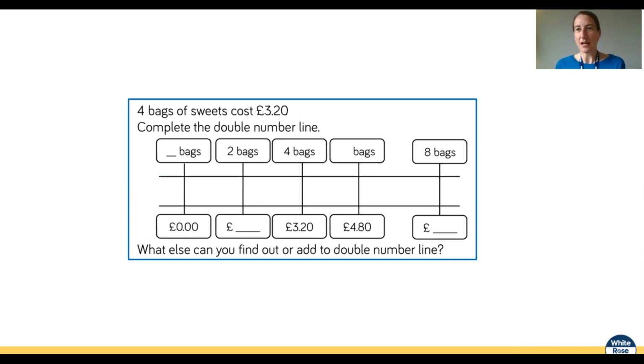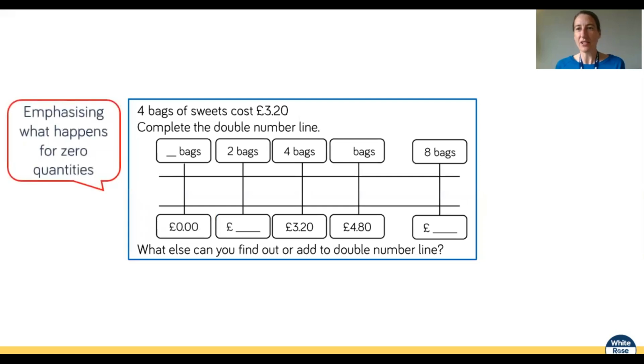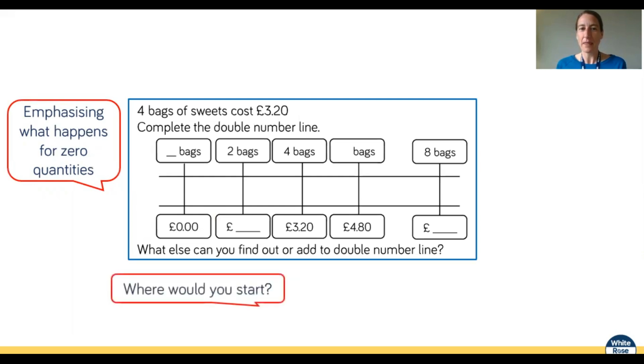So perhaps we just start with a general discussion. First of all, emphasising what happens for zero quantities. So if I paid £0, how many bags have I bought? So really emphasising the idea that when variables are in direct proportion to each other, if one of the variables is 0, then the other must be 0 as well.